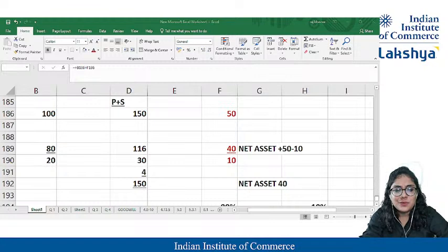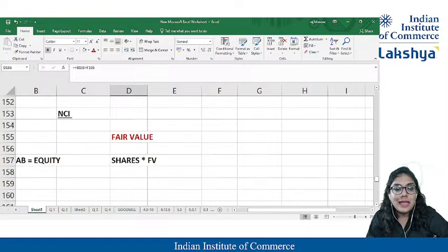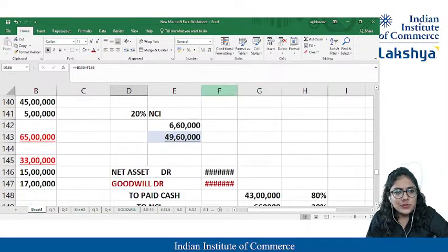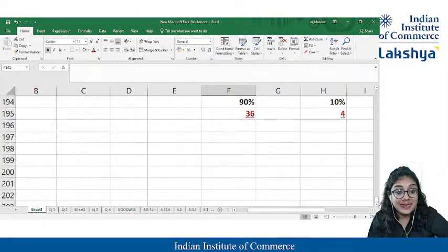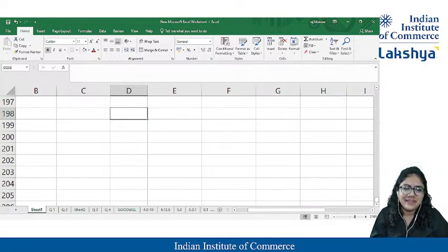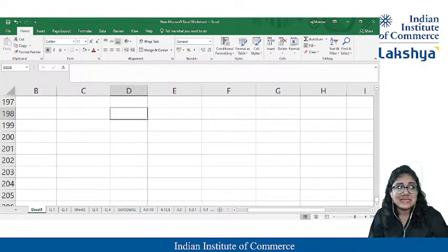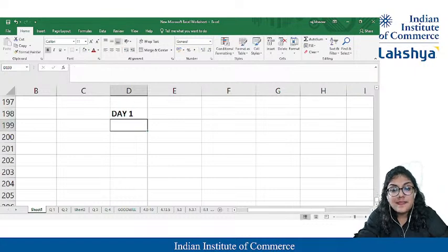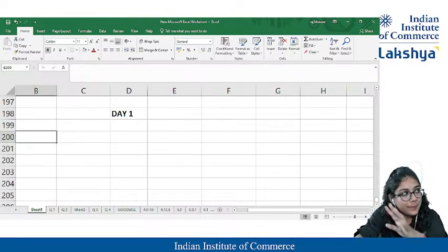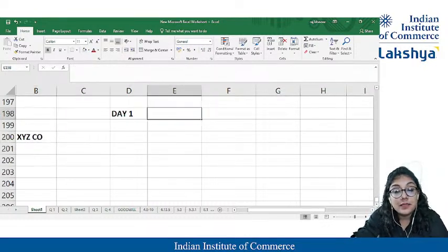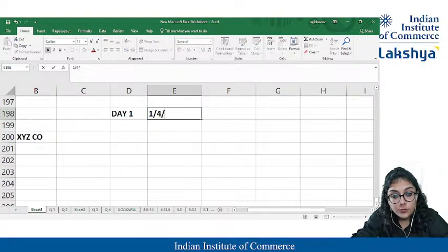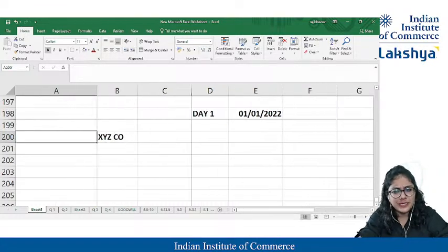So this is the initial concept of business combination and the balance sheets. Do you think it is so simple to be done? No. If I tell you, for example, at day one, when you are purchasing that company, on the date of acquisition, suppose ABC company wants to purchase XYZ company. You have purchased it on 1st Jan 2022.